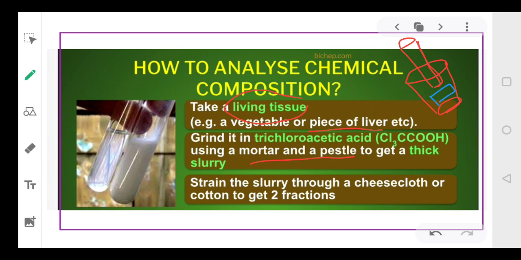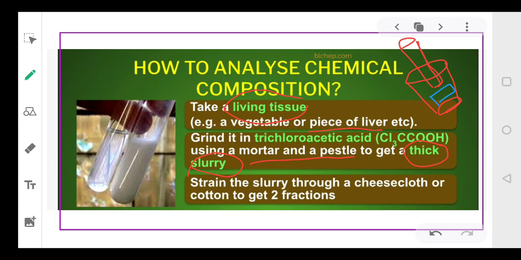So we'll be grinding this tissue in the pestle and mortar and adding trichloroacetic acid. Slowly and gradually we are grinding it and adding the trichloroacetic acid into it. In this manner we can easily prepare a thick slurry. A paste will be produced. Okay, a slurry will be produced. Clear?